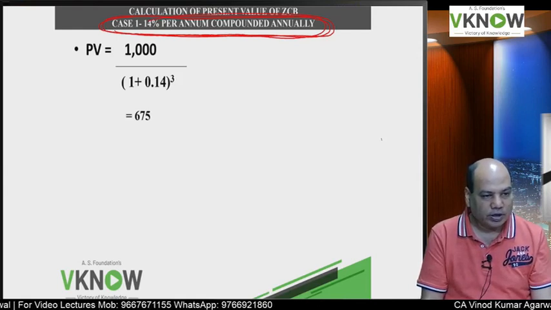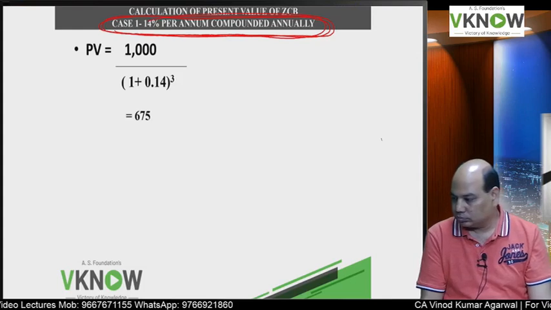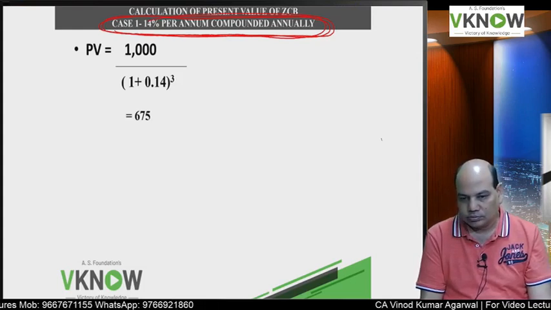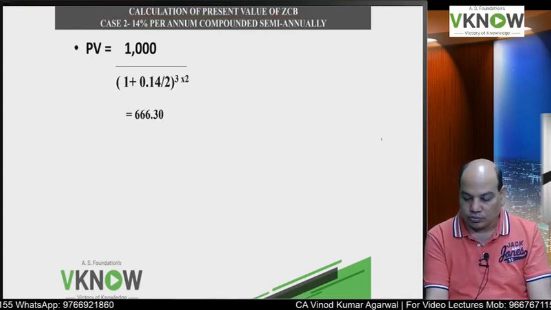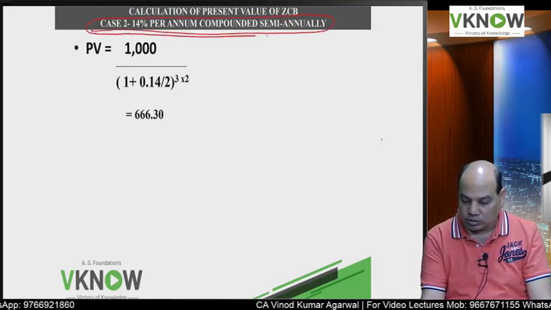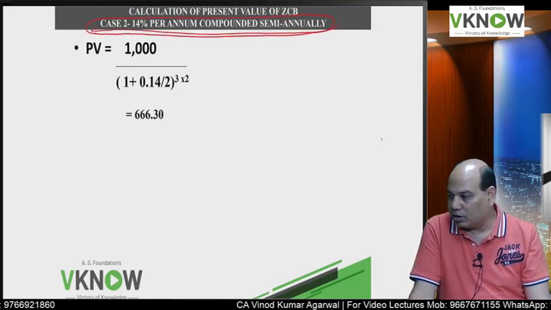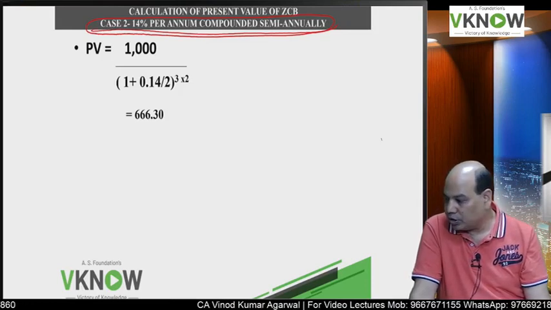Just try, very easy. The answer comes to how much? 675. Check the answer. Case 2, write down case 2. 14% per annum compounded semi-annually. 674.9 is also right.